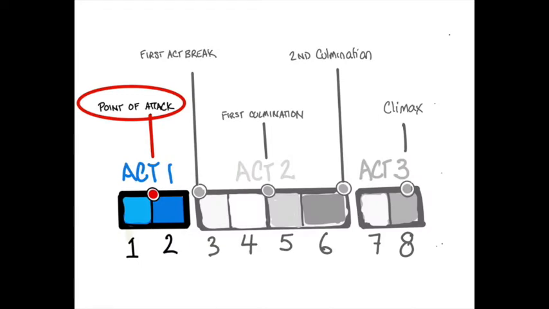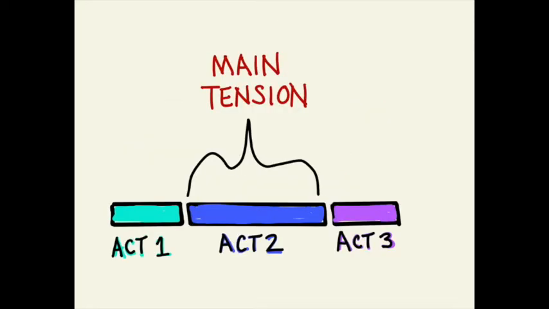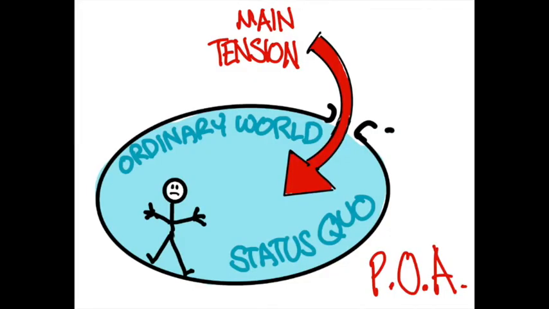The first is the point of attack. The point of attack is the event that propels your protagonist into the story. And by that I mean it's the first event that disrupts the status quo. It usually happens at the end of the first sequence and is the first appearance or hint of the larger main tension that will define the second act. In the hero's journey, which we'll talk more about in week 4, this is called the call to adventure. Something from outside the protagonist's ordinary world intrudes.